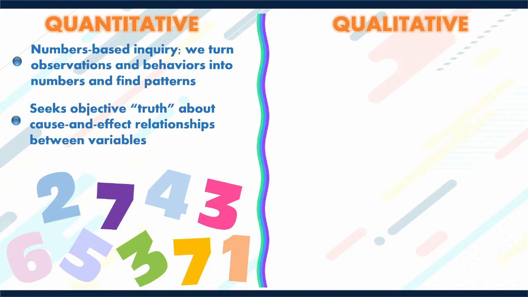The point of quantitative research is that we're trying to make inferences about relationships in the population by sampling from that population. We do this in a series of steps that minimizes the bias of the researcher in the research process.